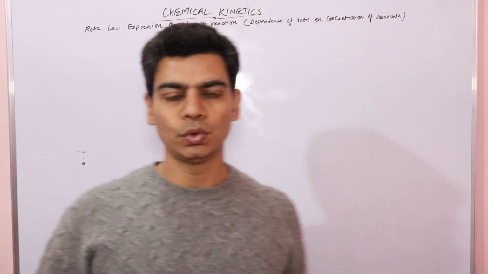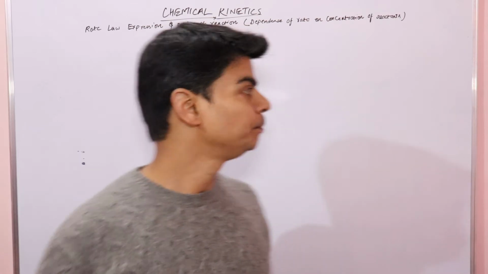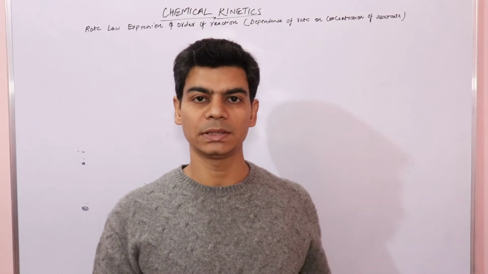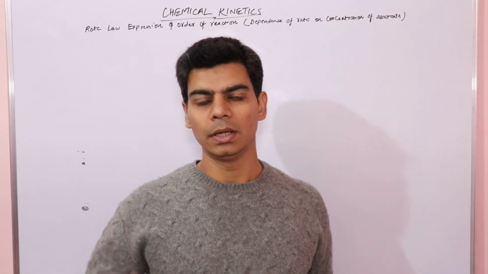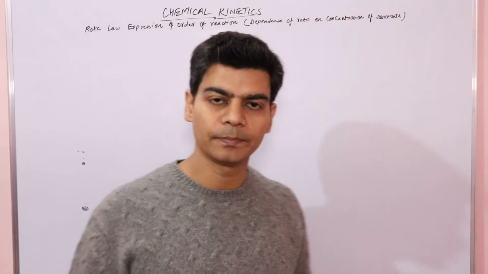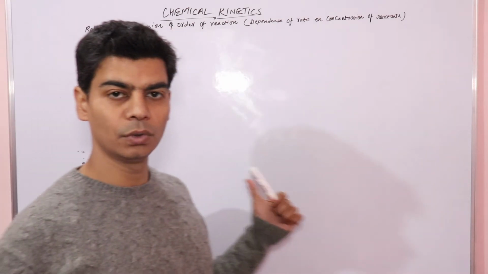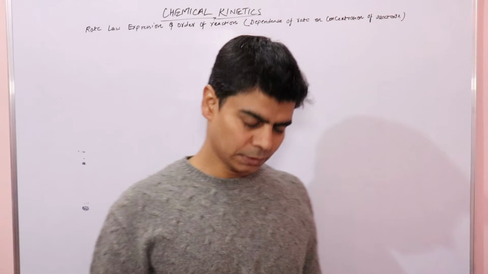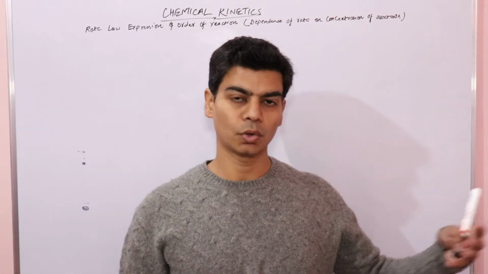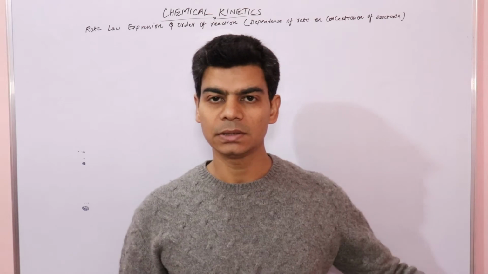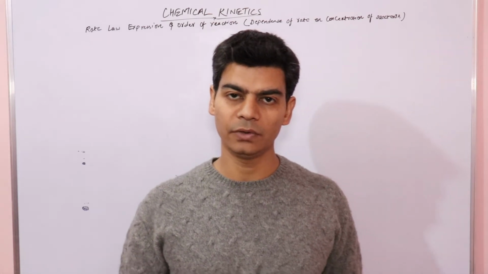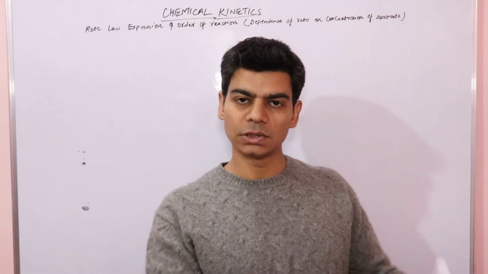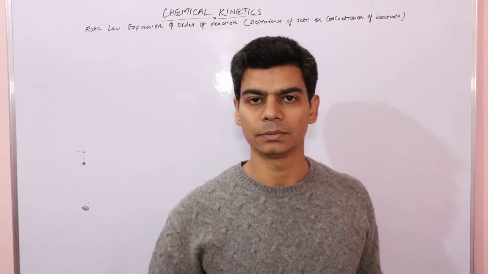Now in this video lecture we will go through rate law expression and order of reaction. Rate law expression is how to express the rate of reaction in terms of concentration of reactants, right? Just to recall, in the previous video lectures we have understood that rate of reaction depends on the concentration of reactants or the concentration of products, and as the reaction progresses the concentration of reactants goes down and the concentration of product goes up, right?